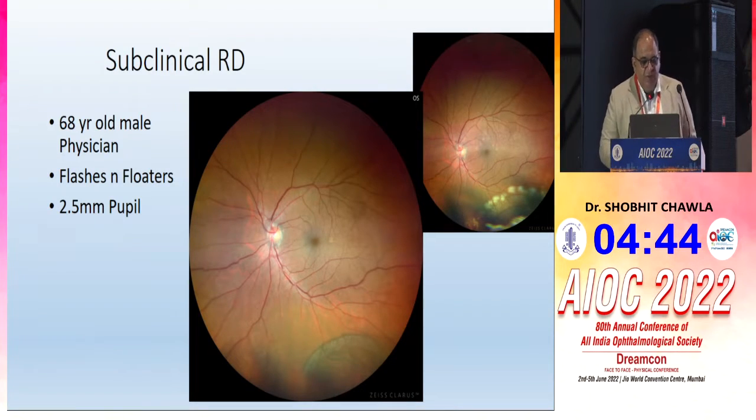Another patient with a miotic pupil came to the OPD, and we were screening him, and we saw this subclinical RD. He underwent a photocoagulation. He was a 68-year-old physician and was complaining of flashes and floaters, and the pupil was pretty small.